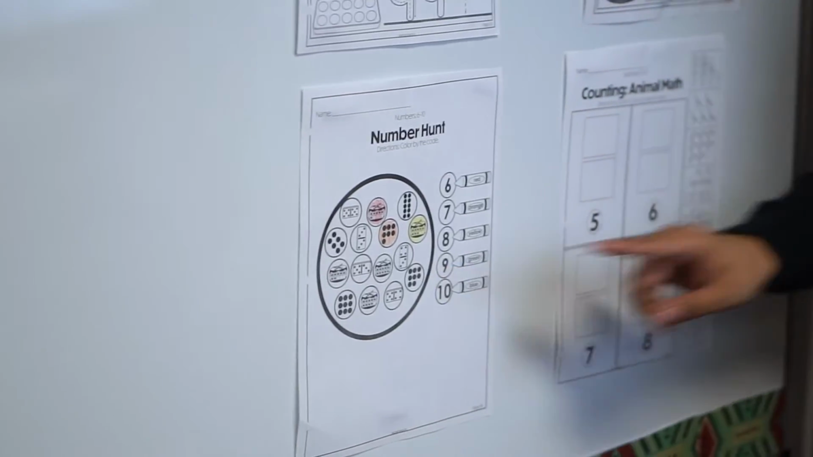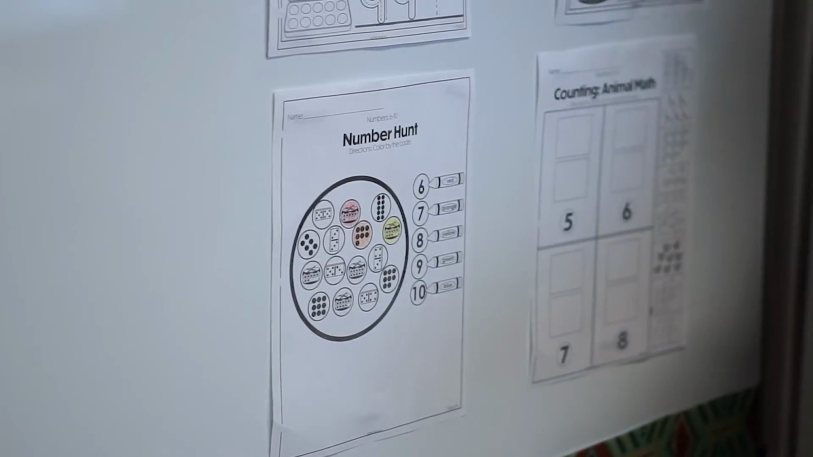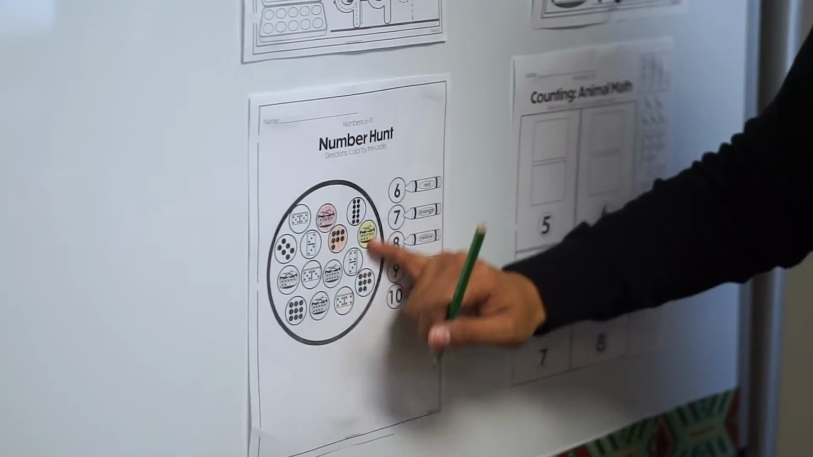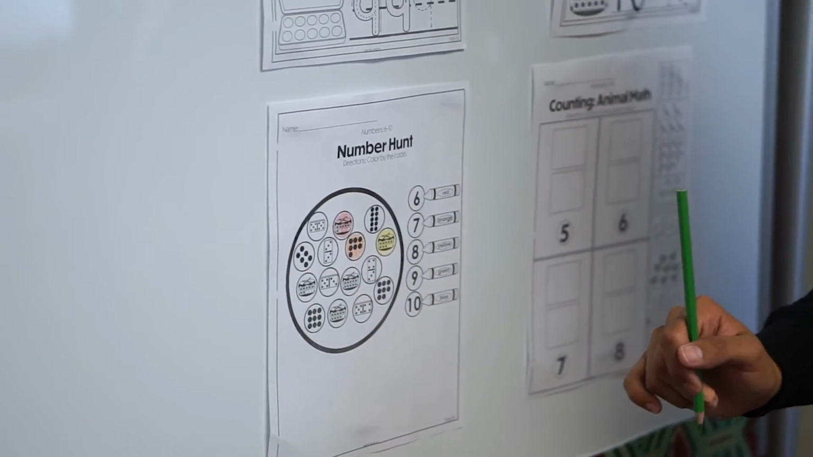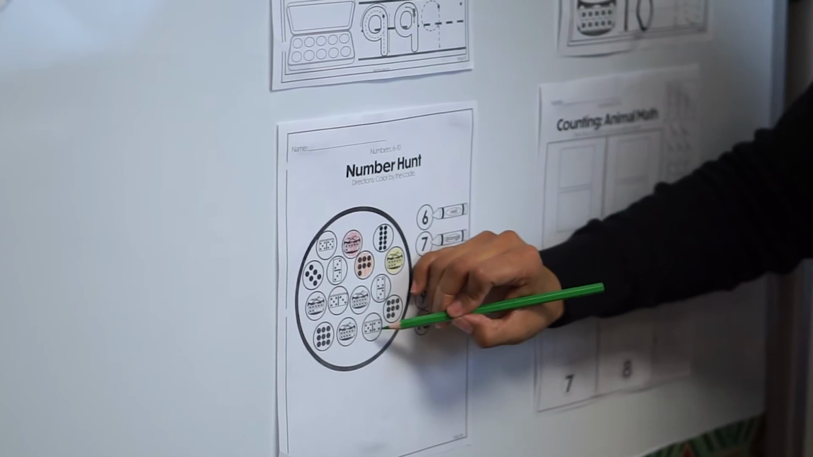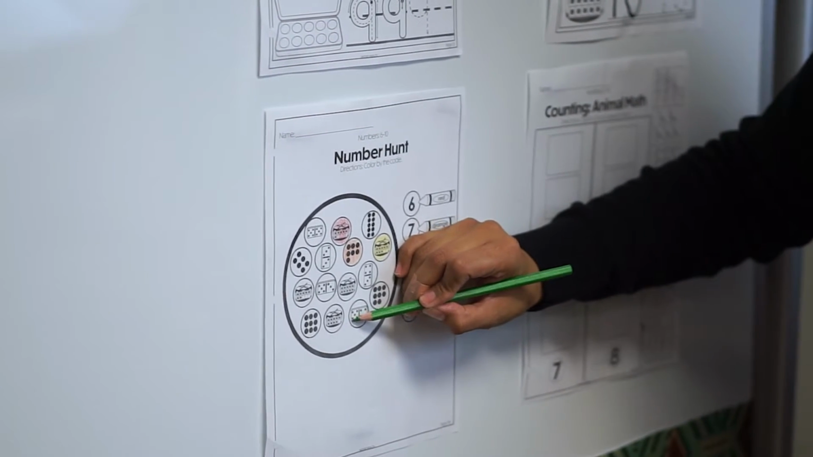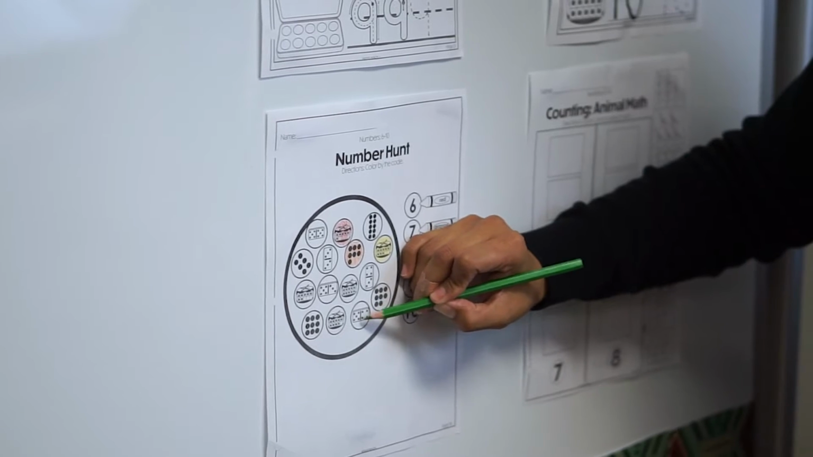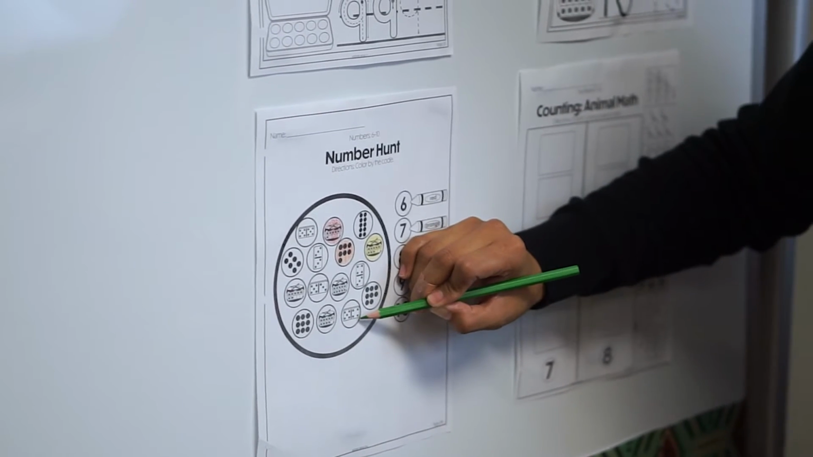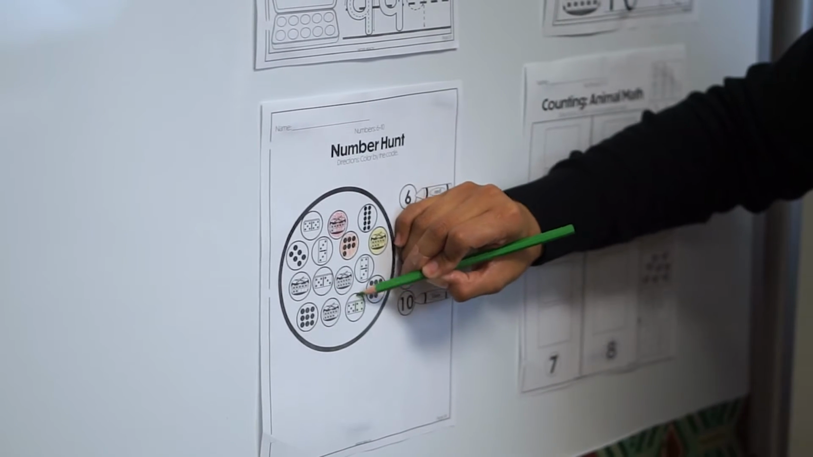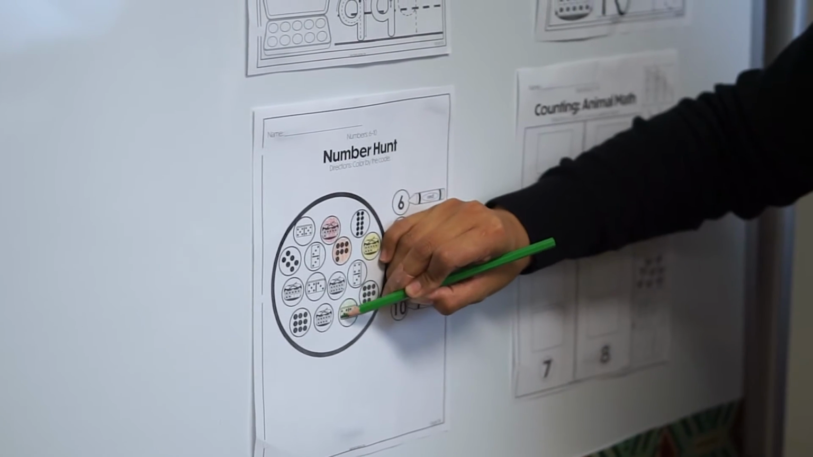All right, let's go to 9. Number 9, the color is green. So let's look for which circle has 9 dots. So let's go to this domino right here. Let's count the dots on the domino. So there's 1, 2, 3, 4, 5, 6, 7, 8, 9. There's 9 dots on the domino, so we're going to color that green.